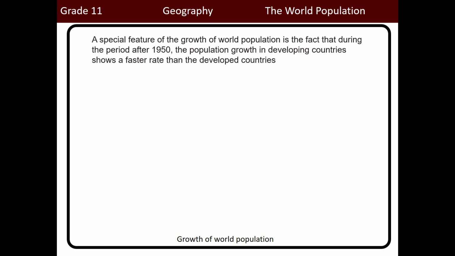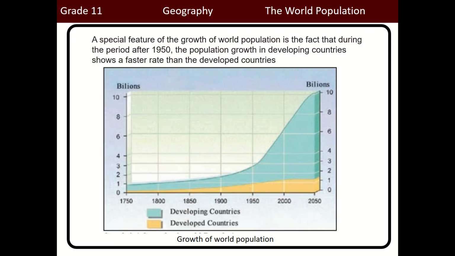Another special feature of the growth of world population is that during the period after 1950, the population growth in developing countries shows a faster rate than the developed countries. Look at this chart. The developed countries are in yellowish color and developing countries are in greener color. It is clear that developed countries have a low rate while developing countries have a faster rate.